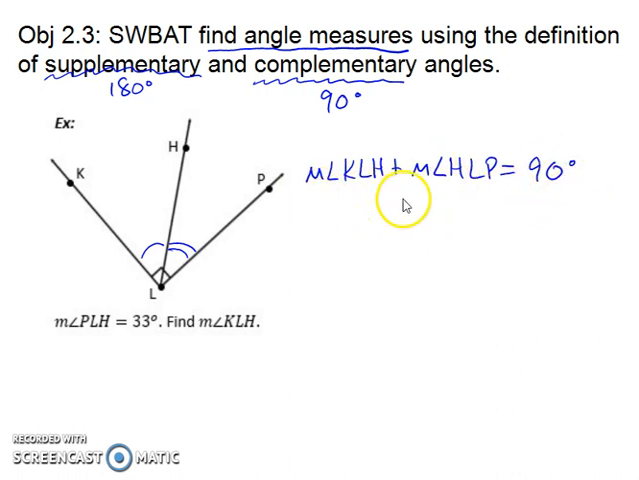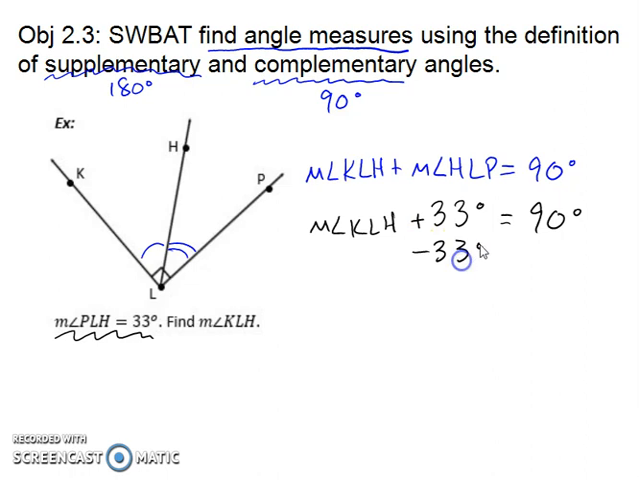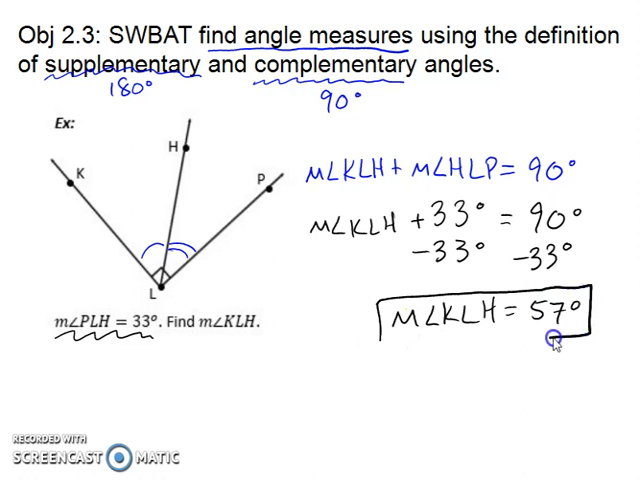Once you have this equation set up, now you can plug in information that they gave you. So they said measure of angle PLH is 33 degrees. Angle PLH is the same as angle HLP, so we have 33 degrees right here. We have 90 on the side still, and measure of angle KLH is what we're going to be looking for. So we just need to do one step to get that angle by itself, and we get measure of angle KLH is equal to 57 degrees. As always, we check to make sure that that's what they asked for. It is, so we are finished with this problem.